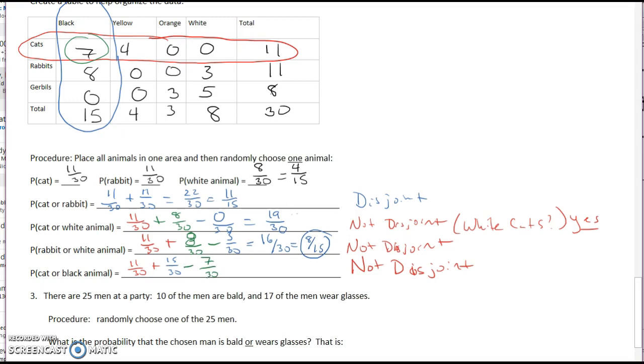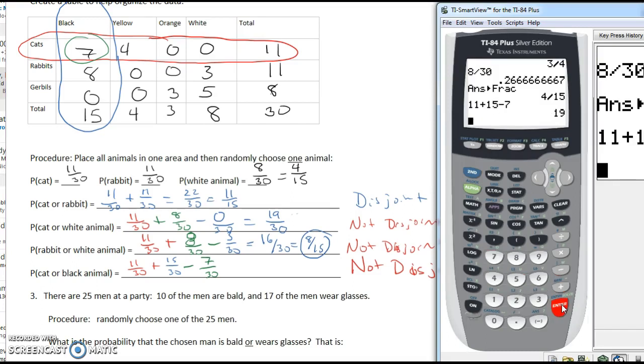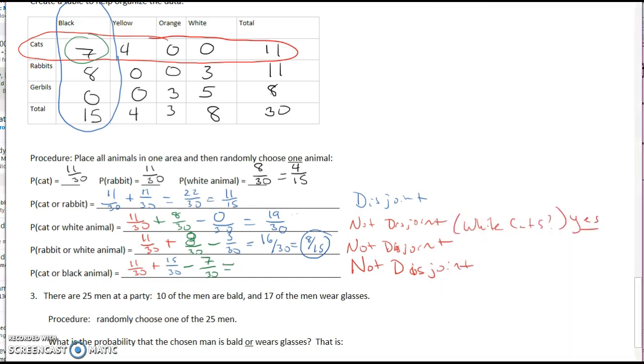All right, so 11 plus 15 minus 7 gives us 19 out of 30. So the total probability of getting a cat or a black animal is 19 out of 30.